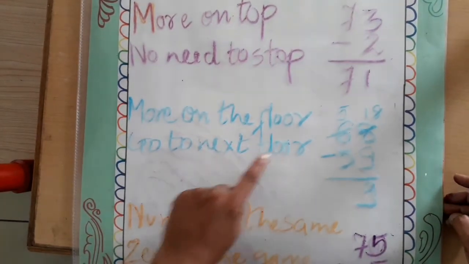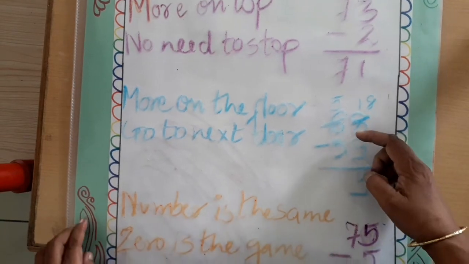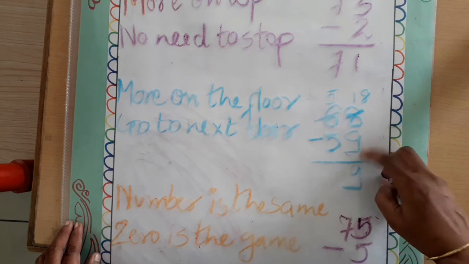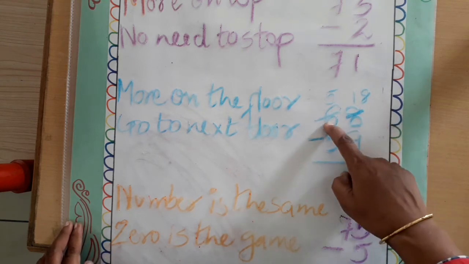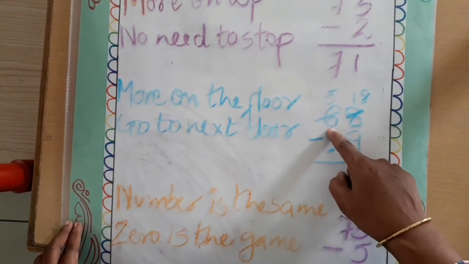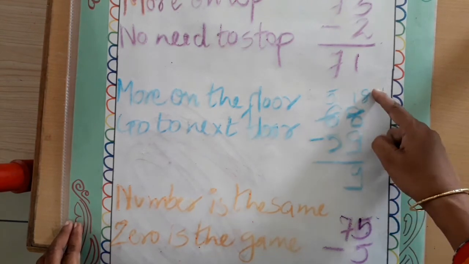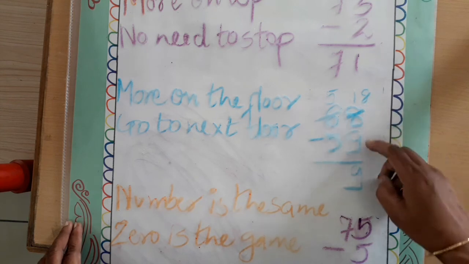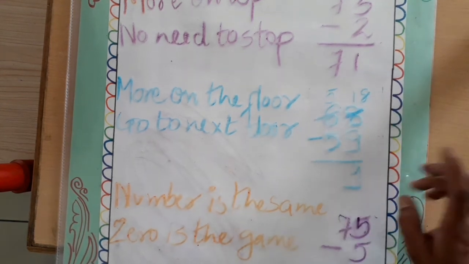More on the floor, go to the next door. That is here the numbers are 68 minus 59. So 9 is greater than 8. So a person will go to the next door and ask for 10 more. So he is left with 5 tens and 10 as it is given to person A. He is having now 18, so 18 minus 9 will be 9 and 5 minus 5 will be 0.